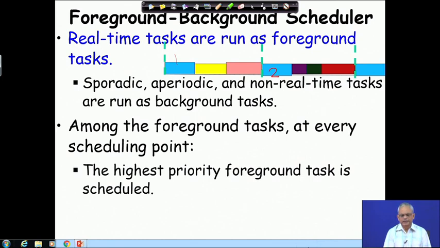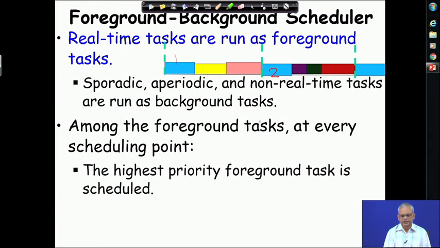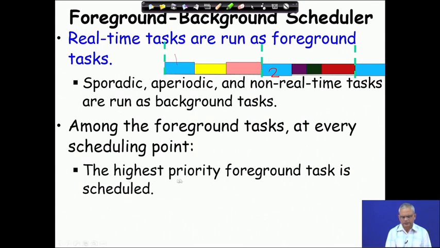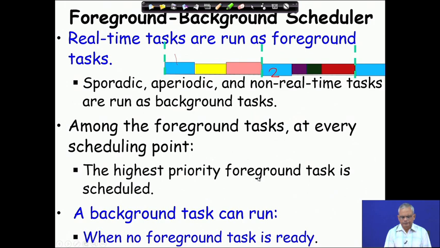And in a more complicated case, there might be multiple types of foreground tasks. So, in that case, the scheduler will choose the highest priority foreground task. And only when none of the foreground tasks exist, then the background task will run. So, this is a simple scheduler, we will just do a problem based on this.